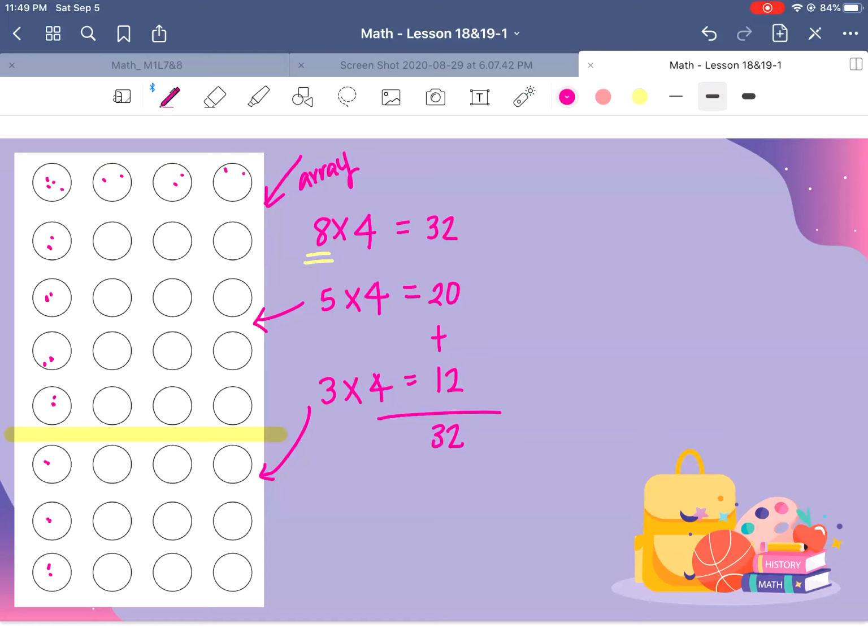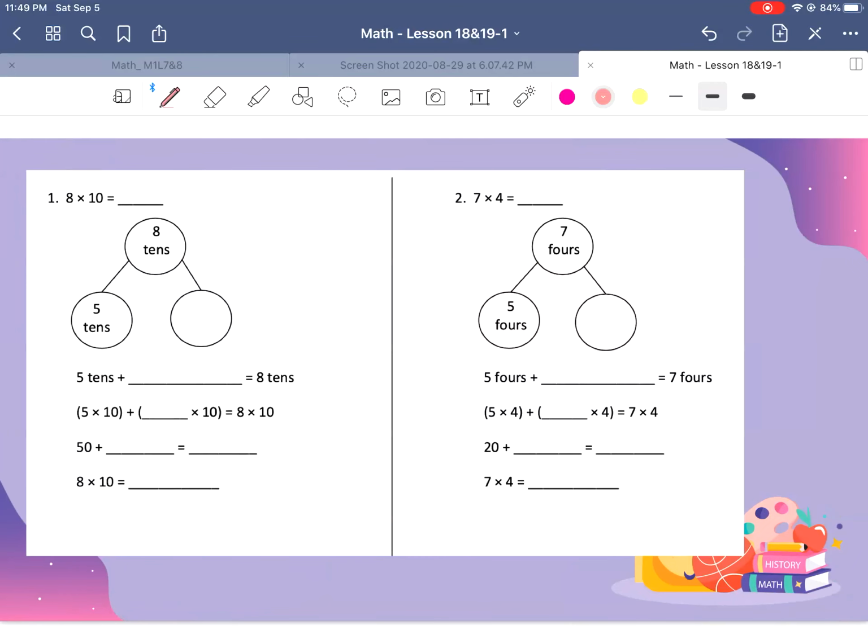So why did I split the work? Because some people find 8 a bit too high or too difficult to do a multiplication. And it is easier to do a multiplication with lower numbers. So that's why we're splitting this array, to make the multiplication easier. So let's move on. Here we have a diagram, and this diagram is called a number bond.